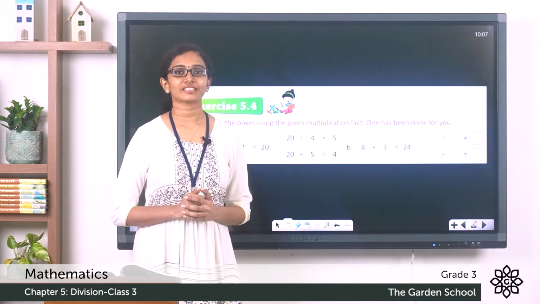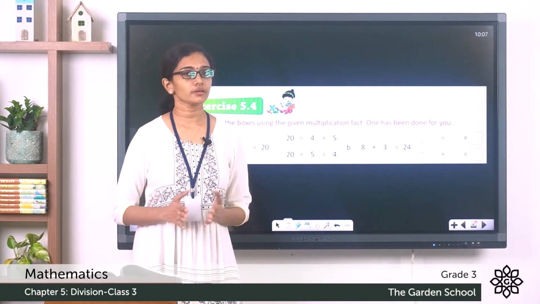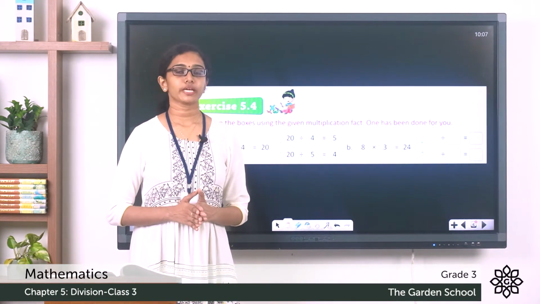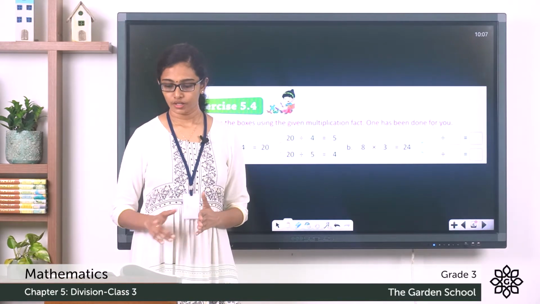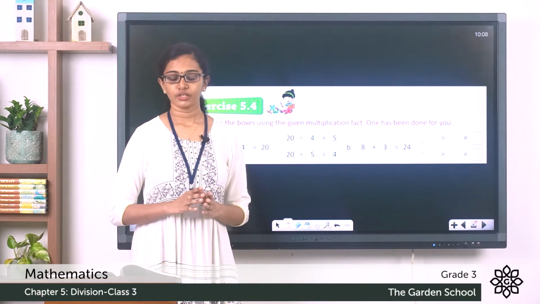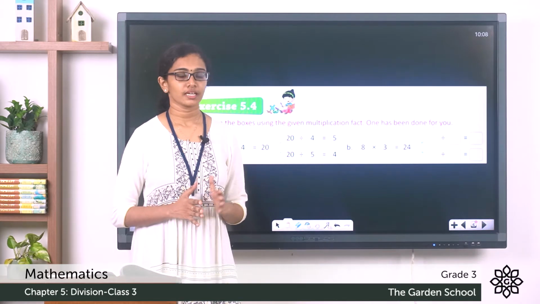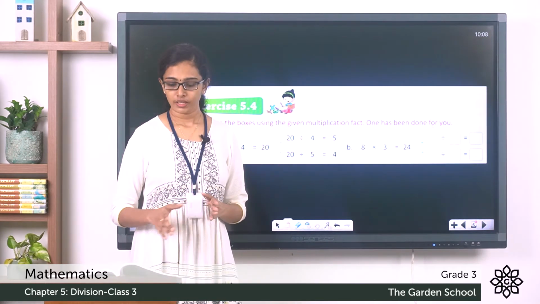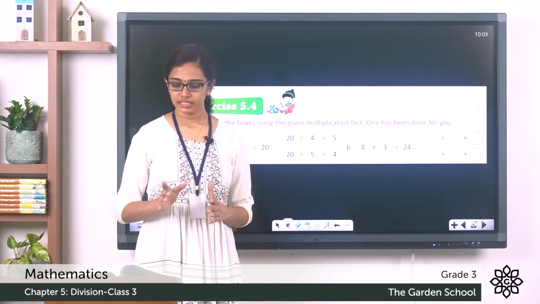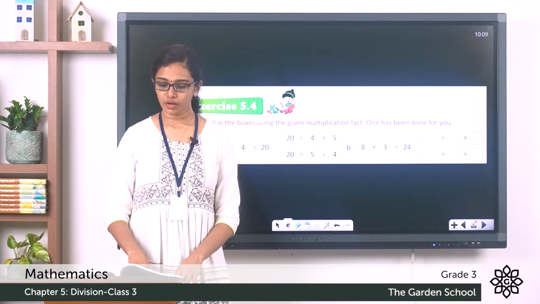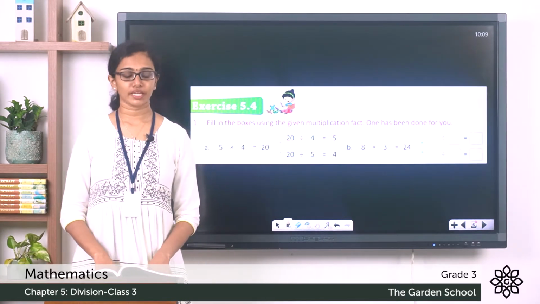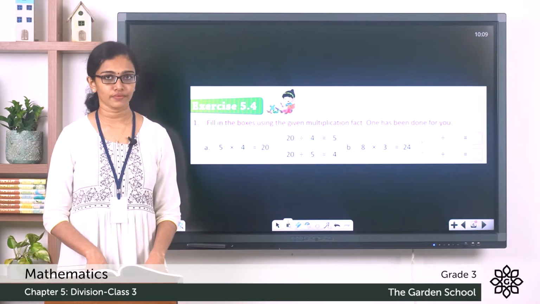Now let's do one activity. All of you please open your maths textbook. Turn to page number 71. Do you see the heading using multiplication tables? That's the topic we are learning today. Exercise 5.4. The first question. Fill in the boxes using the given multiplication fact. One has been done for you.